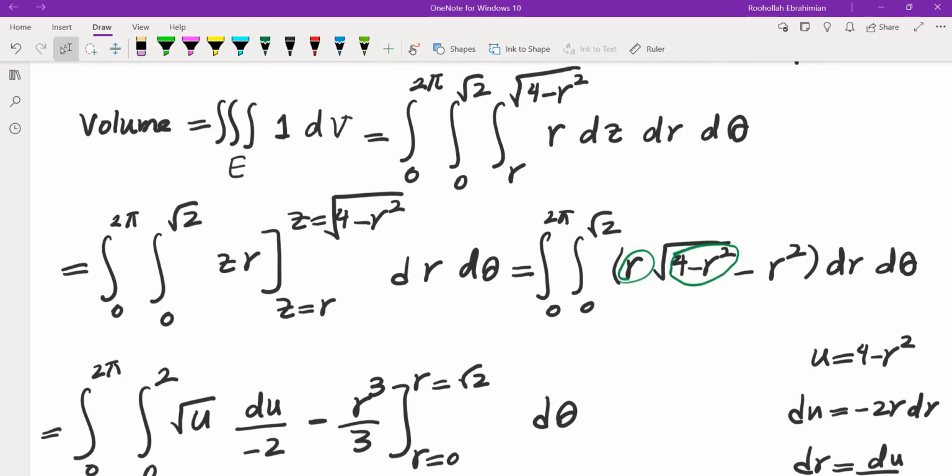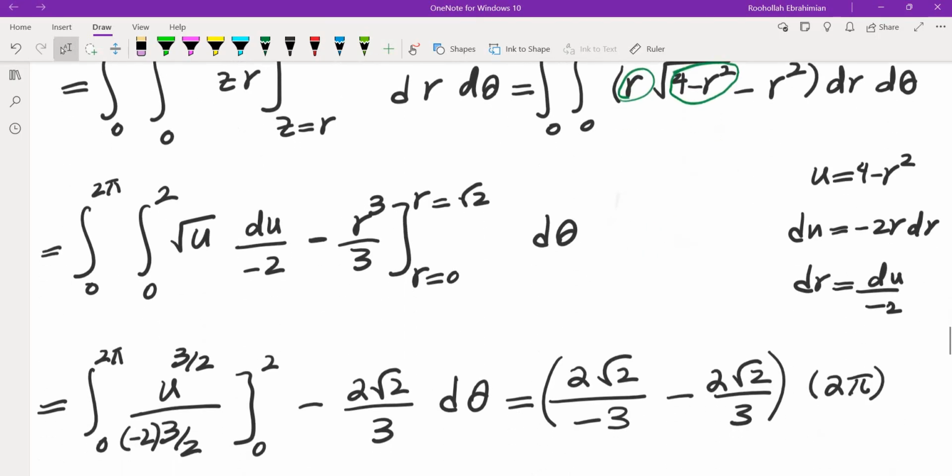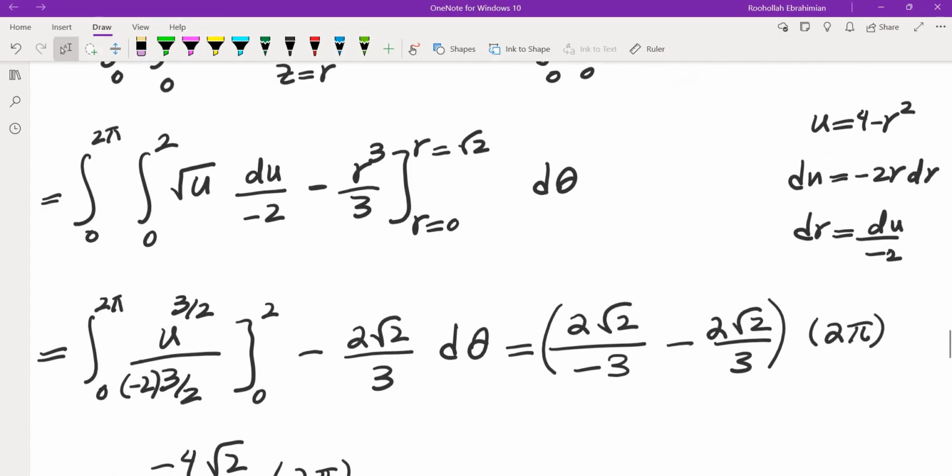We plugged in root 4 minus r squared. We plugged in r. So that's good. So root 4 minus r squared, that's root u divided by negative 2. And that gives us that. Okay, so when r is 0, we are going to get u equals 4. So that's what is wrong here. This would have to be from 4 to 2.